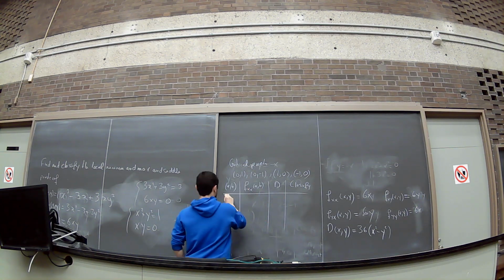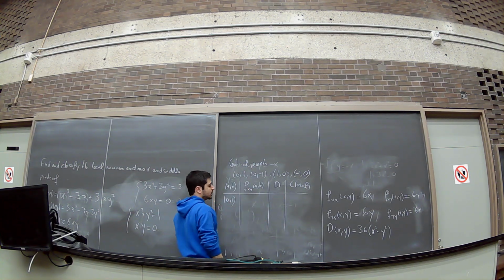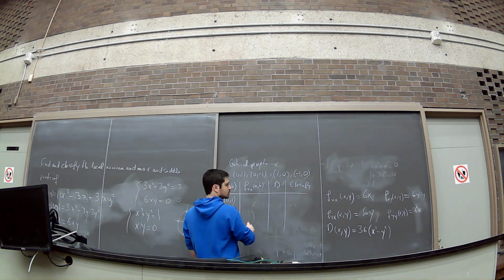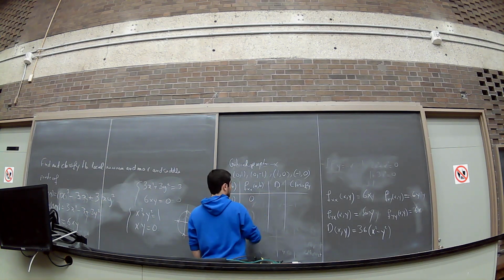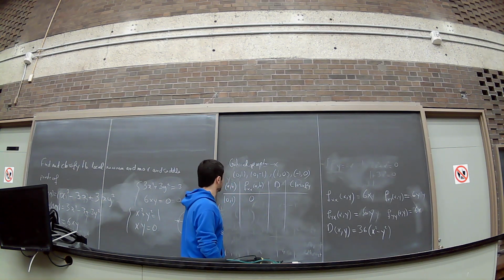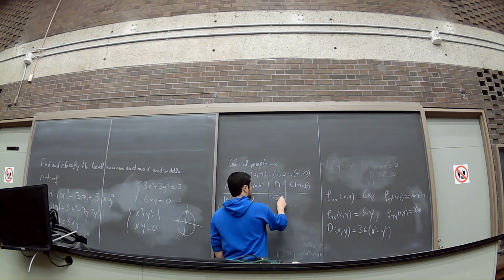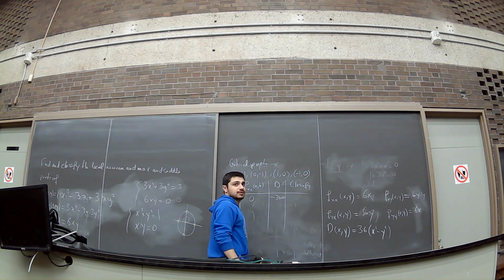What is AB? So let's start with (0, 1). What is fxx at AB? It is equal to 0. And D is, what is D? It is minus 36, right? Which is negative. So what do I have here?